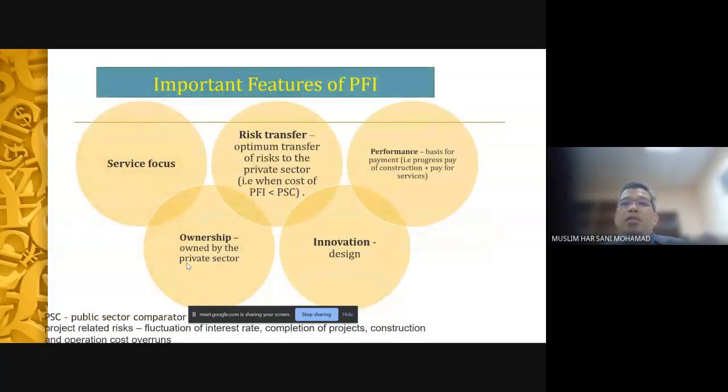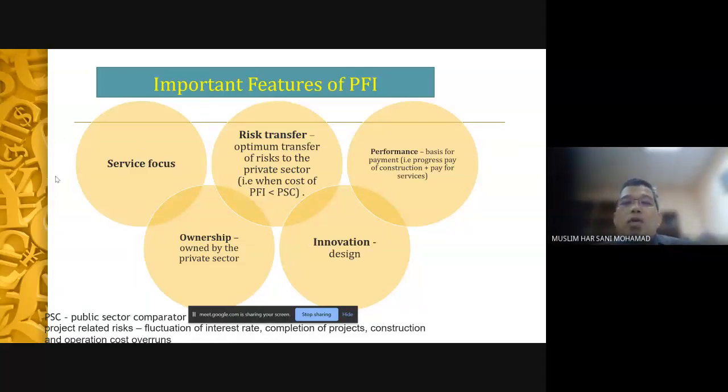Okay, important features of PFI. Listen carefully. So why PFI? Of course, when the government launches this platform, there must be improvement over the traditional procurement. The first one is service focus. So in providing, let's say, hospitals, the services in the hospitals should be good in terms of facilities. Next, risk transfer. There should be optimum transfer of risk to the private sector.